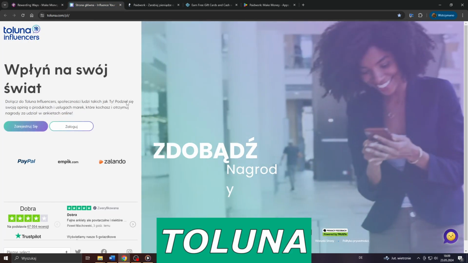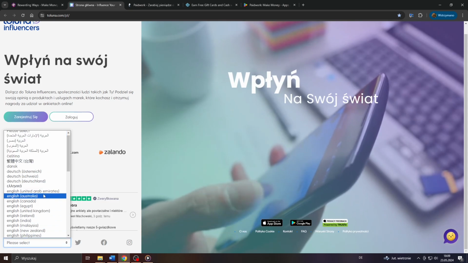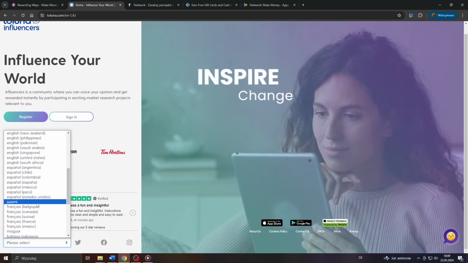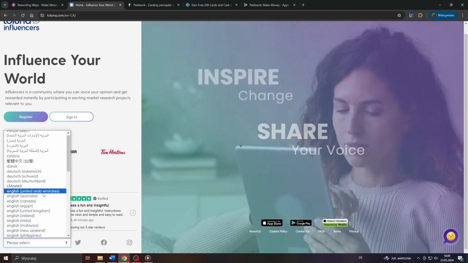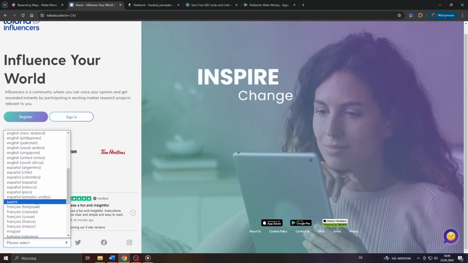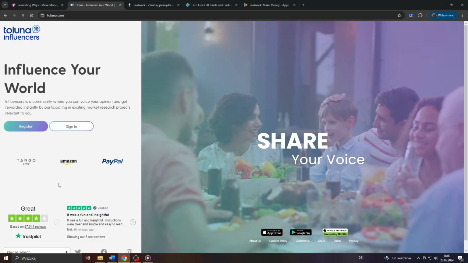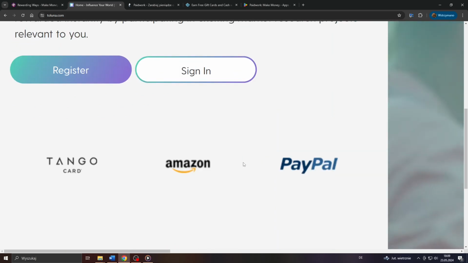Then we got Toluna Influencers. Now, let me just switch from Polish to English for you to prove to you that you can sign up also from English-speaking countries, such as the US here on Toluna. There's actually not much to explain here. These survey sites usually work the same way. Toluna Influencers is a well-respected survey site that has received predominantly positive feedback by survey takers on reviewing platforms such as Trustpilot, for example. And they do support cashouts via PayPal too, so that's another option.